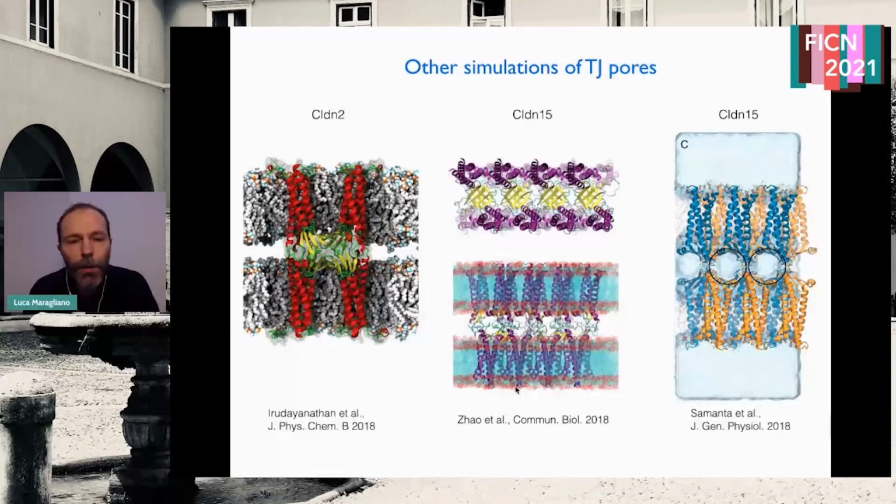Obviously, we were not the only group working on these systems. After the publication of the Suzuki model, different groups have been working on these systems. I would like to mention in particular the work of Shik and Anja from Syracuse University, who have been simulating different claudins in different pore conformations, and also the work of Fatemeh Khalili-Araghi at the University of Chicago, whom many of you know very well. They did nice work on claudin 15, and they get similar results to ours.